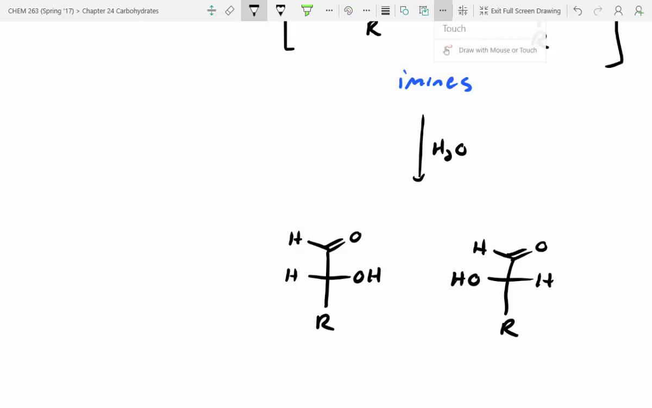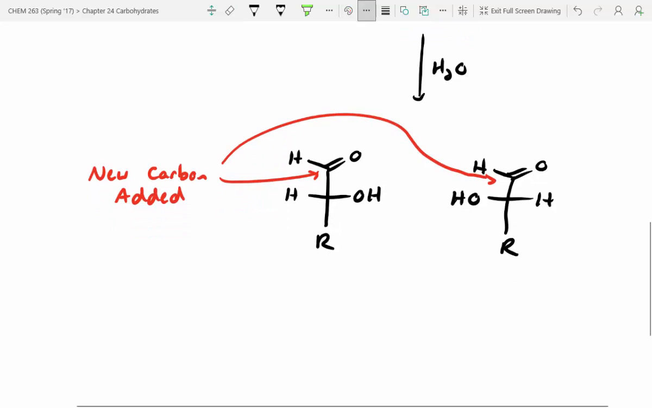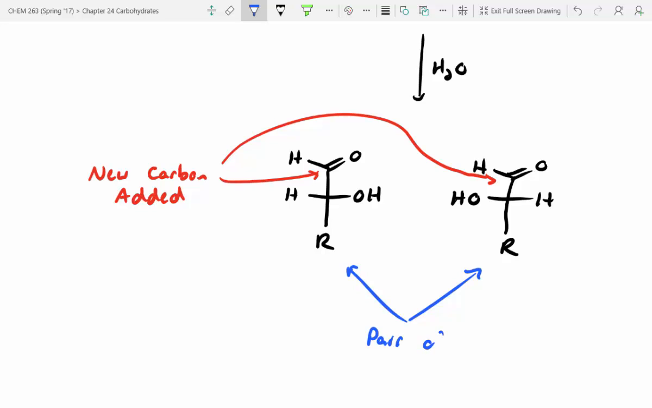The interesting thing to think about, though, is during this process, we've added a new carbon. And like I said before, this is a pair of epimers. Does that make sense? So they used to do this to add carbons onto carbohydrates, as long as it was a reducing sugar or one that could form an aldehyde in the open chain form.